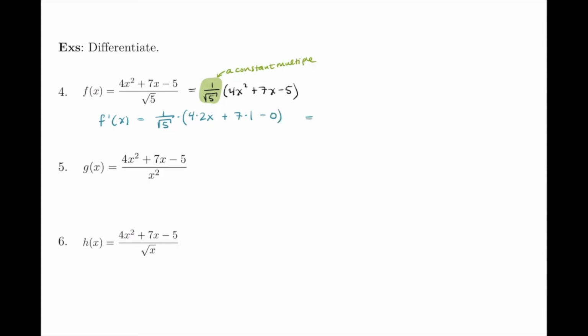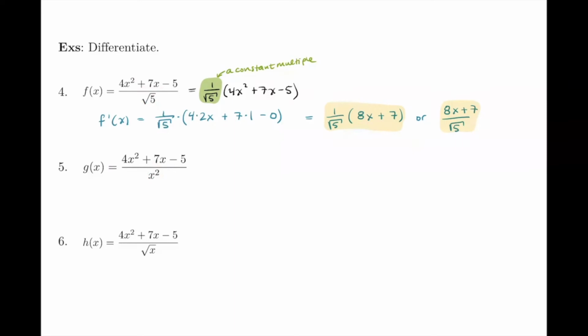Taking one step of simplification, we can rewrite the 1 over root 5 as still 1 over root 5, but 4 times 2x is 8x, and 7 times 1 is 7. So here's the derivative of that function. We could also write it back as a fraction, like 8x plus 7, all divided by radical 5. The function in example 5 is different in its denominator. Right here we don't have a constant down in the denominator, we have a variable.